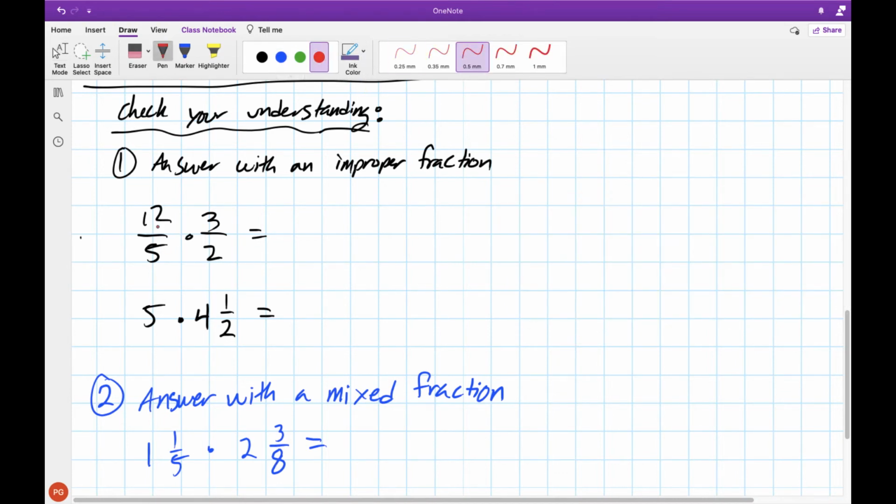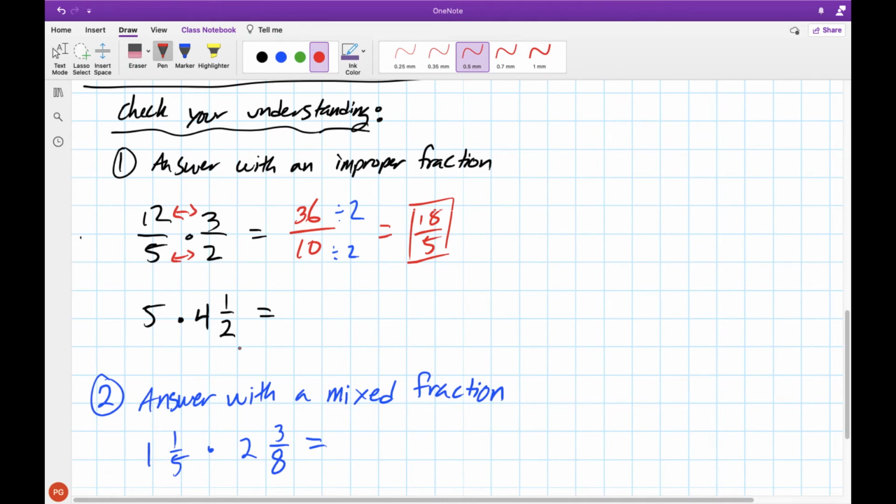For our first one here, both of our fractions are improper fractions. We don't have to do anything besides multiply the numerators and multiply the denominators together. So on top, we'll have 36. On the bottom, we have 10. Both of these are even numbers, so I can divide them by 2 and get a final answer of 18 over 5. And this is our improper fraction, which is what the question is asking for.